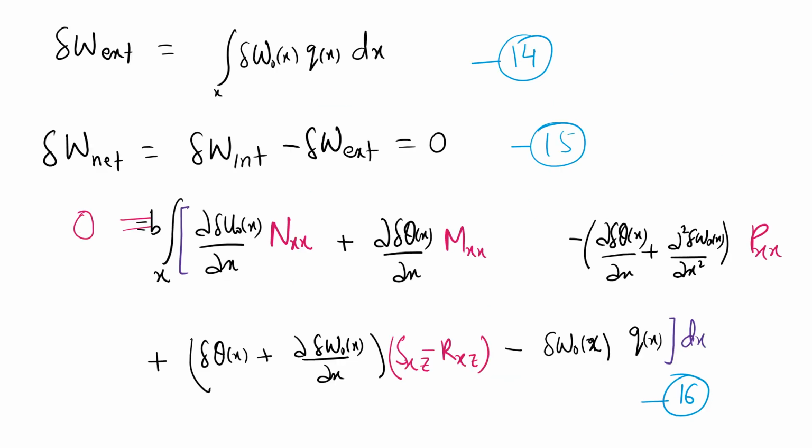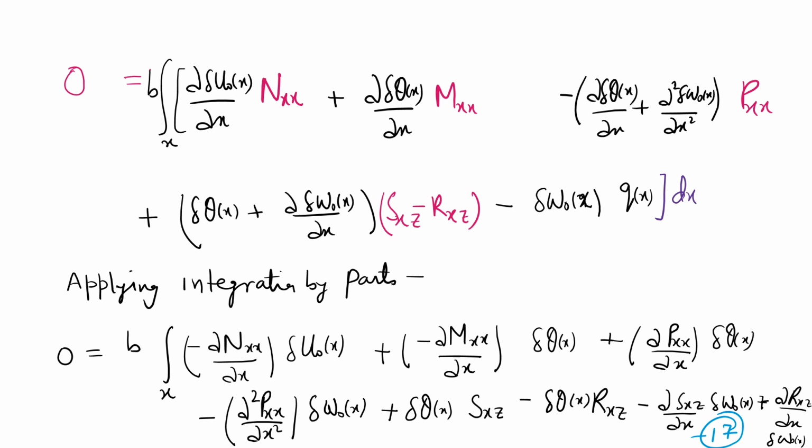Now we will see individually that external work done is nothing but variation of the transverse displacement times the transverse load acting. So now this del W, net virtual work done, that is internal work done minus external work done, a variation of that should be equal to 0. Therefore, 0 equals, we are having this. Now if we take the integration by parts, finally after integrating by parts we get this.